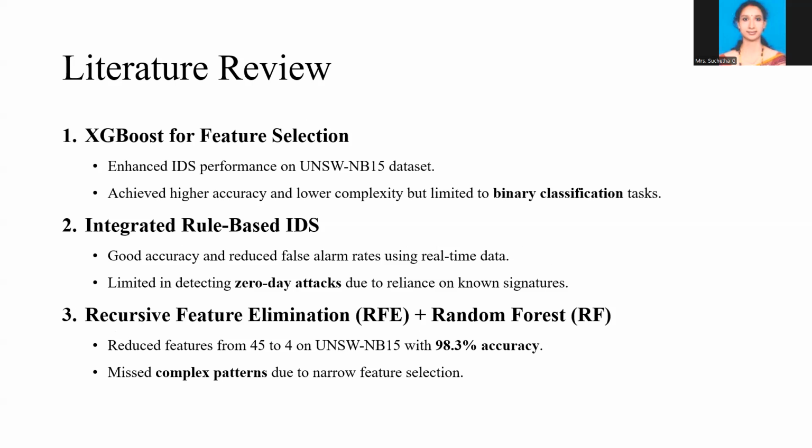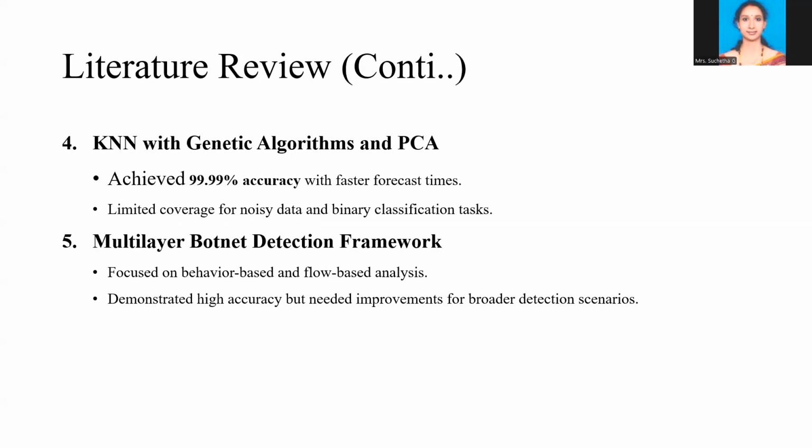Another approach used recursive feature elimination, that is RFE, with a random forest to narrow down the number of features in the UNSW-NB15 dataset. Although the model achieved high accuracy, it missed out on complex patterns by only focusing on a few features. A solution using KNN with genetic algorithms and PCA demonstrated 99.99 accuracy, but it was limited in handling noisy data.